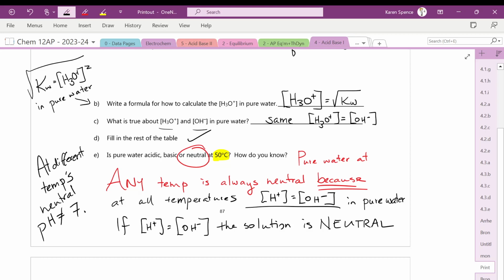So your homework, finish all of 4.2B and 4.2D, and you can do 4.2C if you want to. Okay?